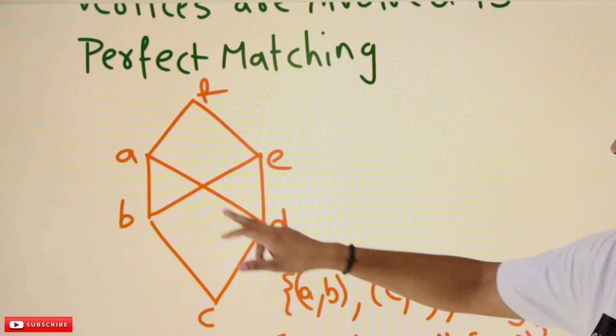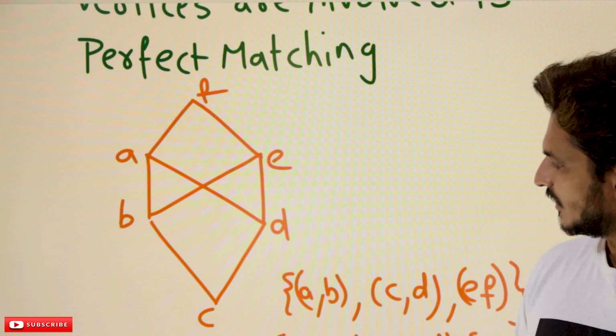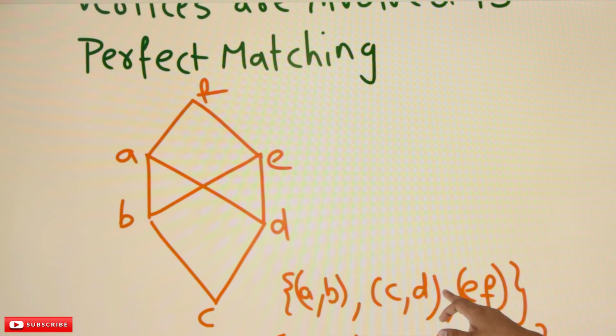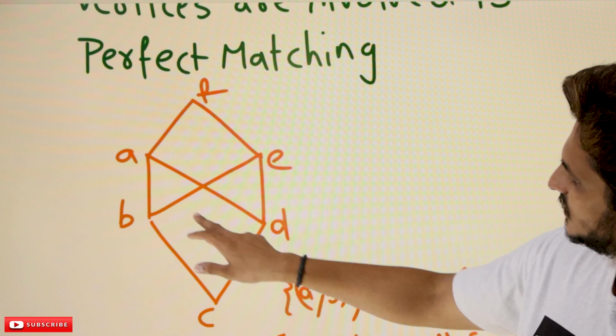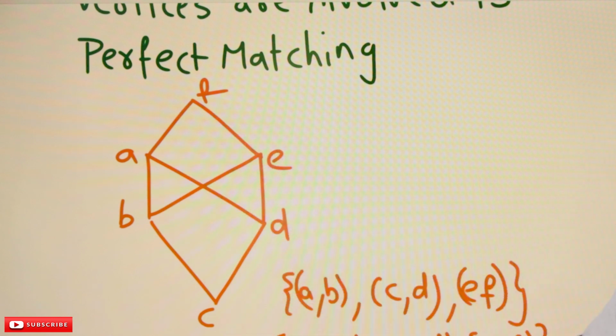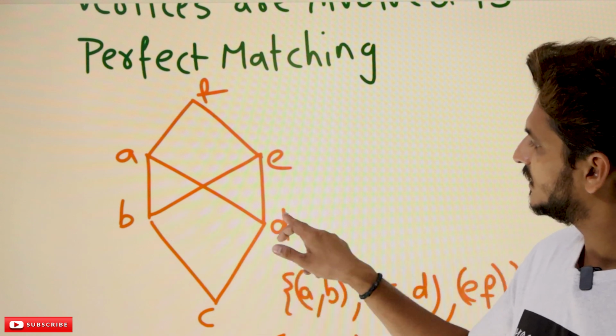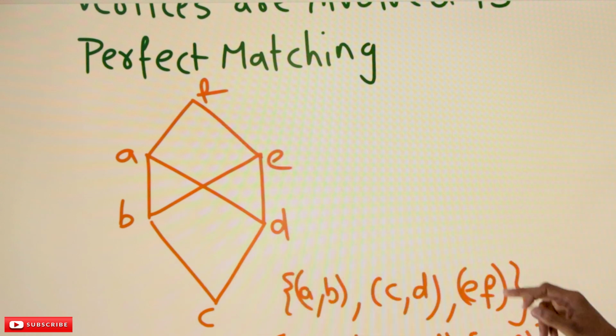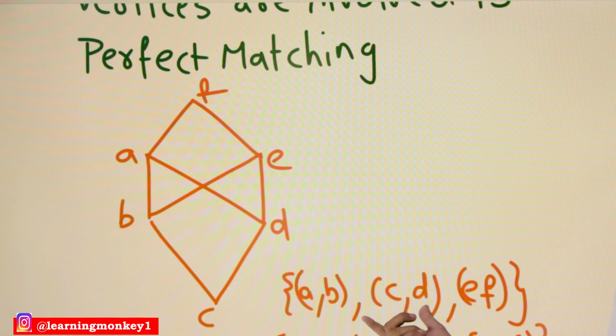Example, let's take this graph A, B, C, D, E, F. From this, AB is an edge, CD is an edge, EF is an edge. You take any pair of edges from this, there is no common vertex. AB, CD, there is no common vertex. AB, EF, there is no common vertex. CD, EF, there is no common vertex. So it is a matching and it is covering all the vertices A, B, C, D, E, F. That's why it is called a perfect matching.